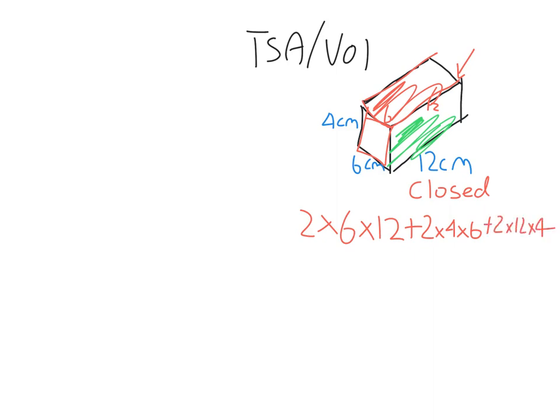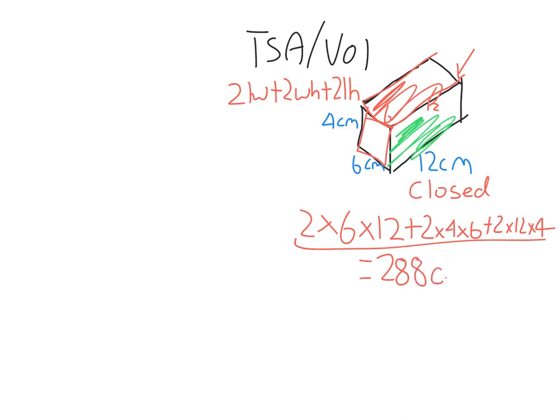And that's how we get the formula for surface area of a rectangular prism: 2 length width plus 2 width height plus 2 length height. Okay, and you are getting a formula sheet on your test anyway, so you don't need to memorize the formula. You just need to know how to use the formula. So let's put all of this onto our calculator, and we should get 288. It is square units because it's surface area. Okay, how easy is that? So that's the TSA, total surface area.